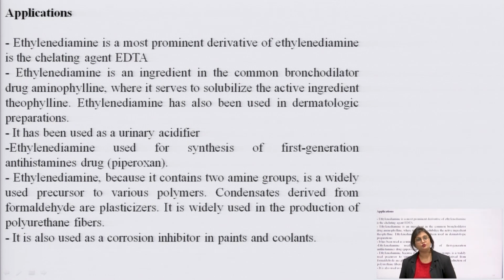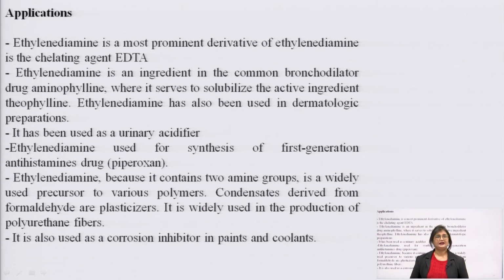It is also used for the synthesis of the first generation antihistamine drug piperoxan. So, we can see how ethylene diamine has a wide range of pharmaceutical importance, right from being used as a bronchodilator to a urinary acidifier to a first generation antihistaminic drug. Ethylene diamine, because it contains two amine groups, is a widely used precursor to various polymers.